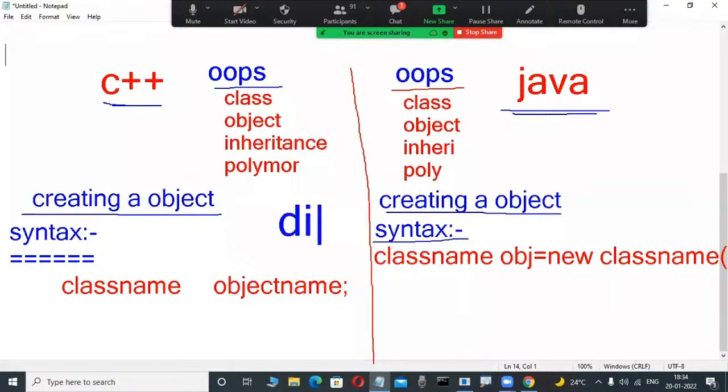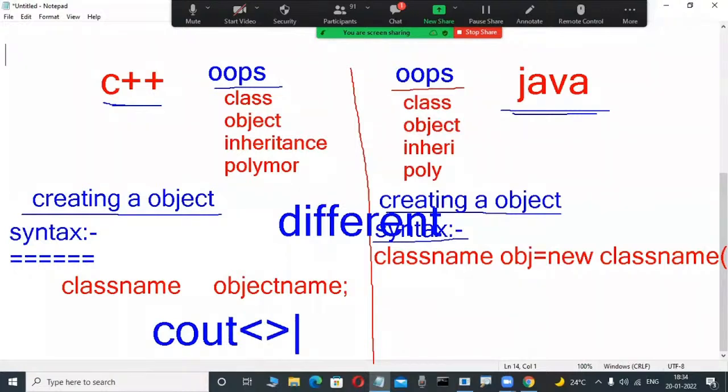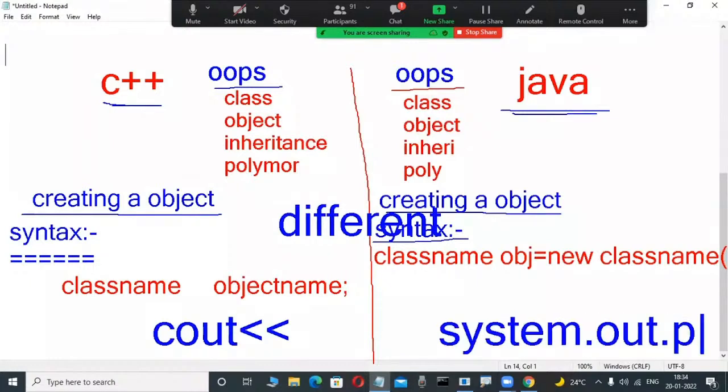Syntactically different, but conceptually the OOP concepts are the same. Functions are also totally different. Suppose in C++ I want to display output, cout is the function, streaming output. And in Java, what is the function? System.out.println, something like that. That's why they are syntactically different.